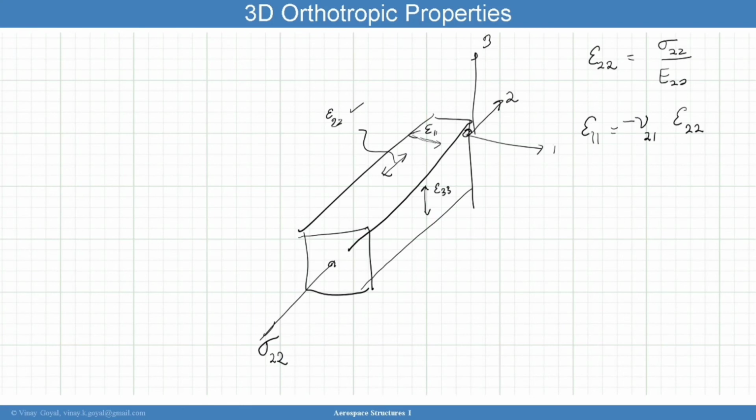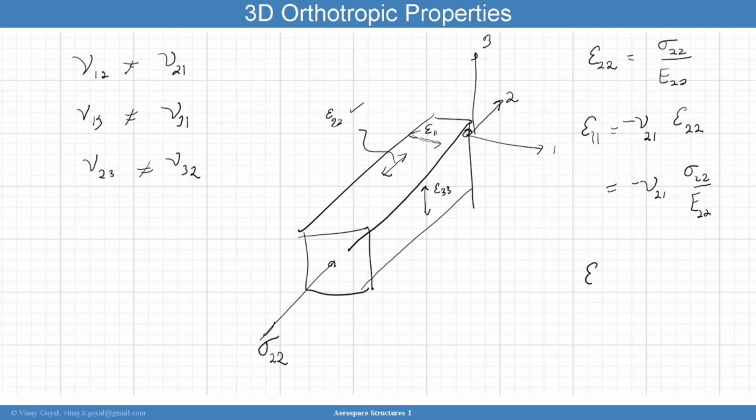And nu1 may not always be equal to nu2. So that's very important. And nu1 may not be equal to nu3. If it's an isotropic material, then they'll be equal. Nu2 is not equal to nu3 necessarily. It can be if it's an isotropic material. And so I know epsilon 2, so it's minus nu2 sigma 2 divided by E22.